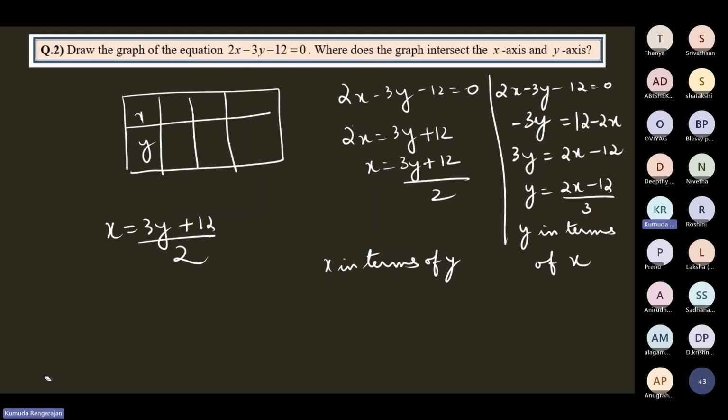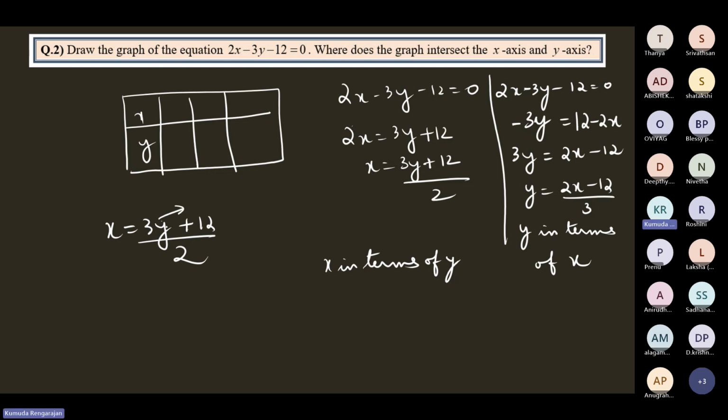I'll do this again. I'll come from the beginning. We have this equation 2x minus 3y minus 12 is equal to 0. Now the first step is to write x in terms of y or y in terms of x. So you can write x is equal to (3y plus 12) by 2 or y is equal to (2x minus 12) by 3. Any one of the two. Now supposing you write it as x is equal to (3y plus 12) by 2, you should give different values for y. You must give 3 different values for y and find the corresponding values of x.